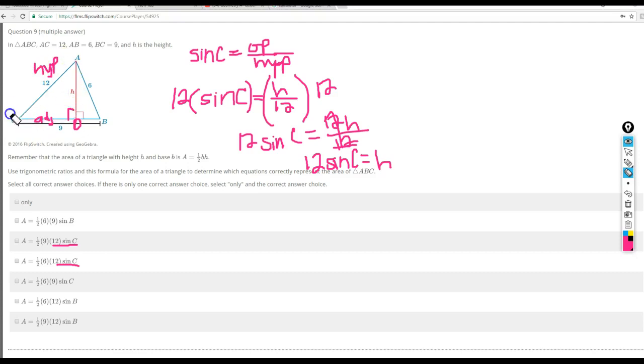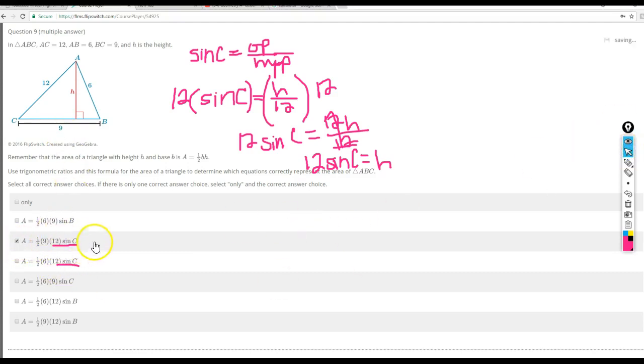Now the question is to find the area of triangle ABC, and the base of the triangle ABC is 9. So I'm looking for 1/2 times 9 times 12 sine of C.